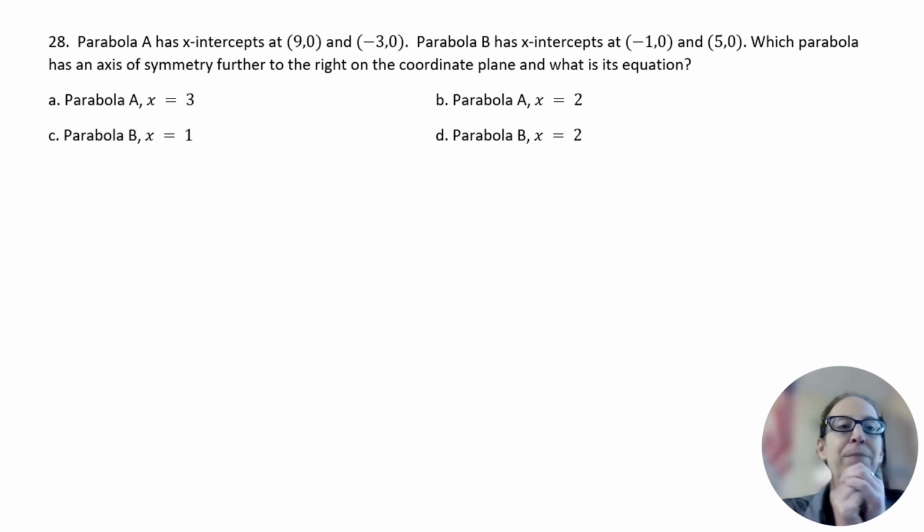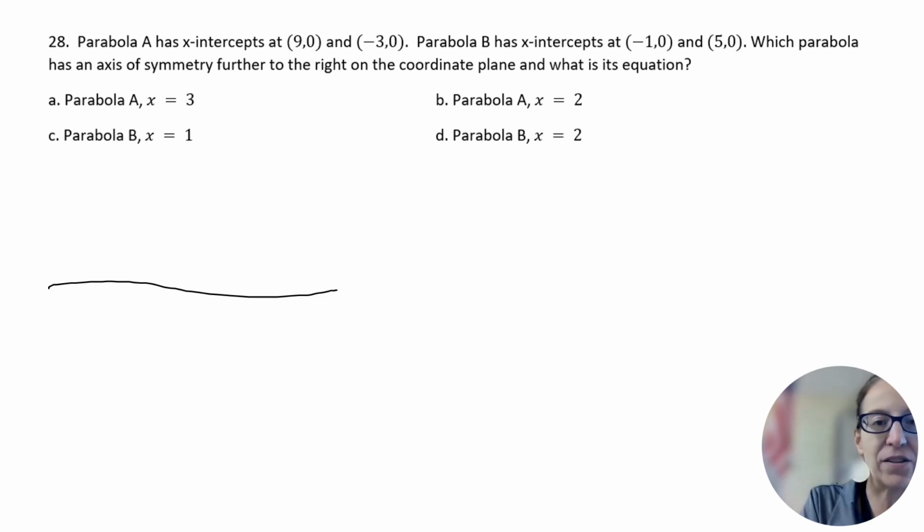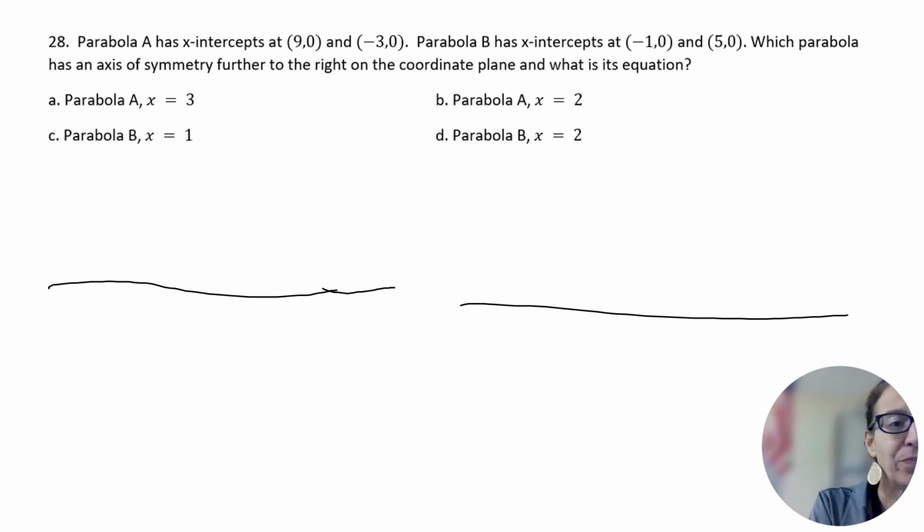Parabola A has x-intercepts at (9, 0) and (-3, 0). Parabola B has x-intercepts at (-1, 0) and (5, 0). Which parabola has an axis of symmetry further to the right on the coordinate plane, and what is its equation? So let's go ahead and do this out. Now, I don't think Desmos is your best solution for this. You could plot these points in Desmos, but you can just as easily plot them on a regular number line that you're sketching out, probably faster.